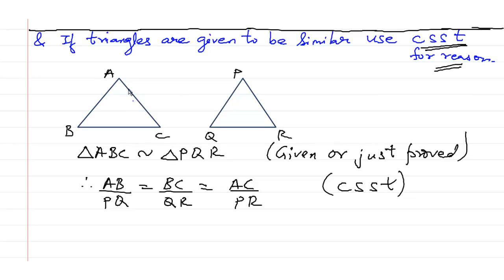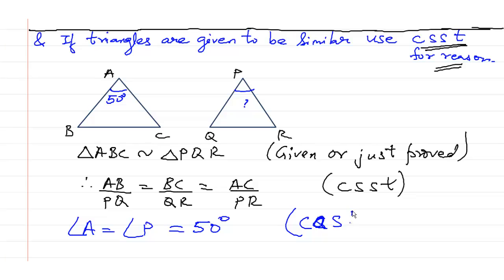In the very same manner, we can say that angle A is equal to angle P. Let's say we have been told that angle A is 50 degrees, find angle P. We can say that angle A is equal to angle P, and that is equal to 50 degrees. And the reason for this would be corresponding angles of similar triangles. Similar triangles is already known to us, either given or just proved, and these are the corresponding angles. So practice 1.3 properly and get a better understanding.